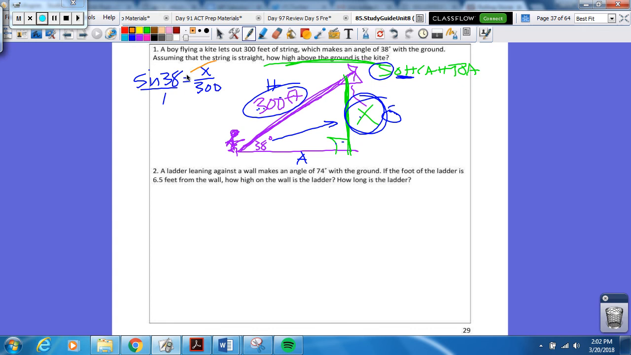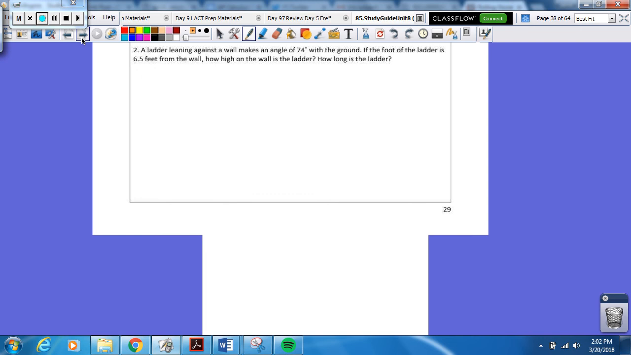Cross multiply. 1 times x is x, and then 300 sine 38 might be my answer. Get your calculator going. Do it in the calculator too. Practice doing it, don't just wait for me to say the answer. It's about 184.7, so x is about 184.7 feet. That kite is 184.7 feet above the ground. We just have to draw the picture ourselves, just like last lesson.